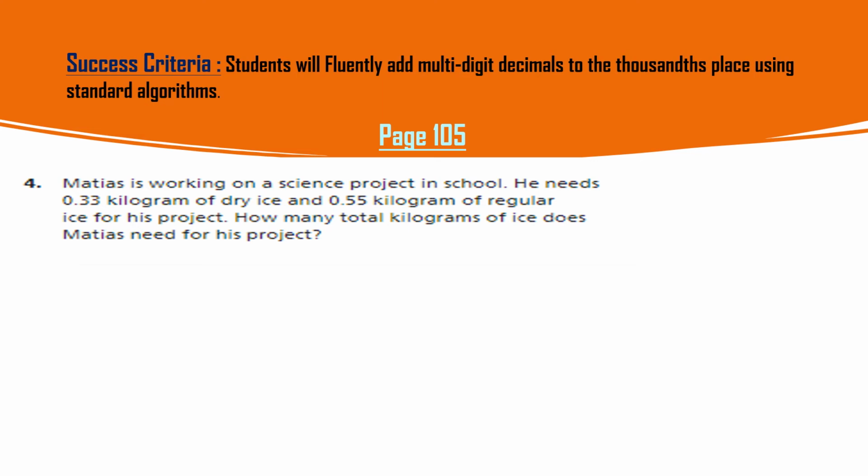Matthias is working on a science project in school. He needs 0.33 kilogram. So 0.33 I wrote as the kg of dry ice and 0.55 kg of regular ice. Let's write 0.55 also. Okay, this one is the dry ice and this one is the regular ice. How many total kilograms? Remember, I told you total means what? Plus. So you will add them.